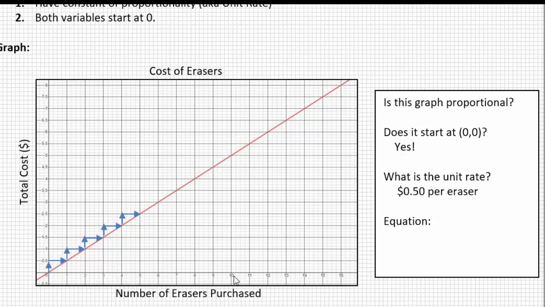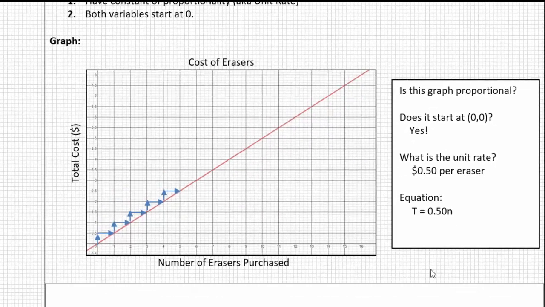Well, if I buy 10 erasers and multiply that by 50 cents, and I follow that over, that's $5. And that's what 10 times 50 cents is. So our equation is the total cost equals 50 cents times the number of erasers purchased. t equals 0.50n. Notice that those are our variables: the total cost, our y variable, equal to our unit rate times our x variable, n.